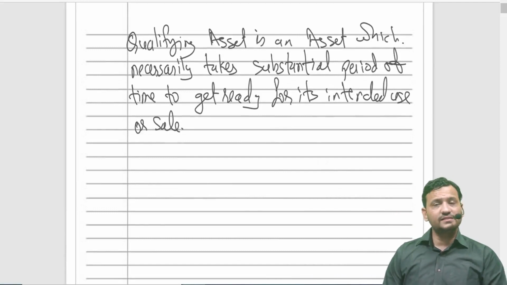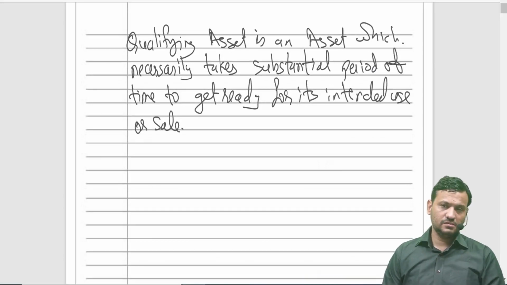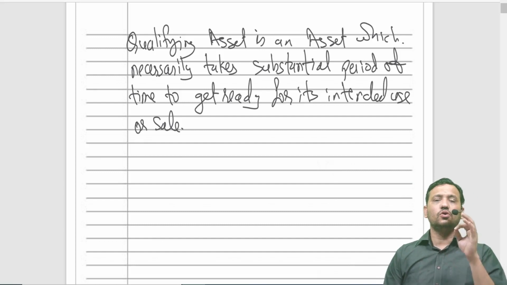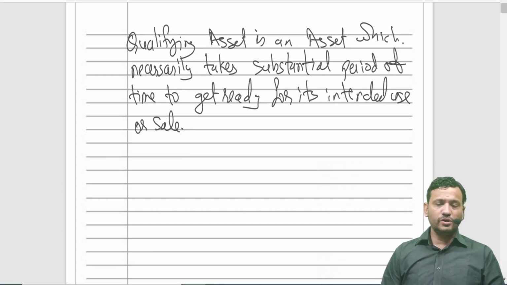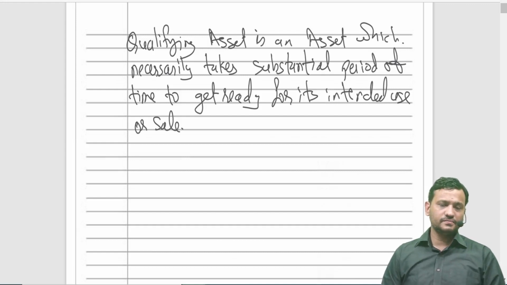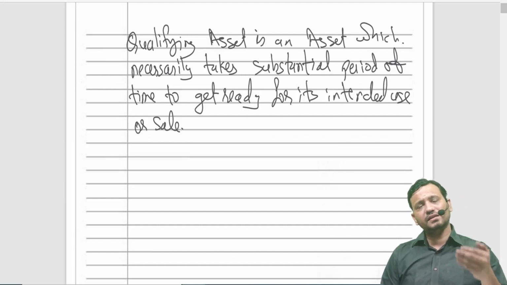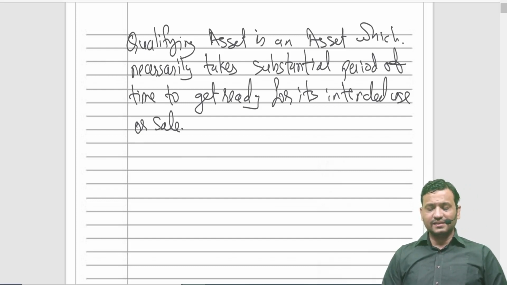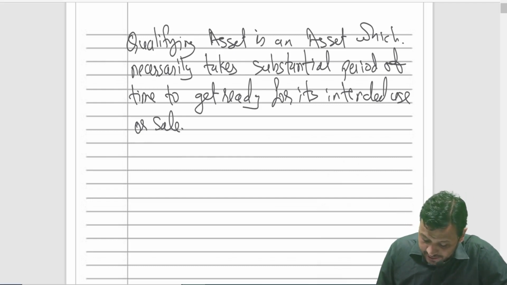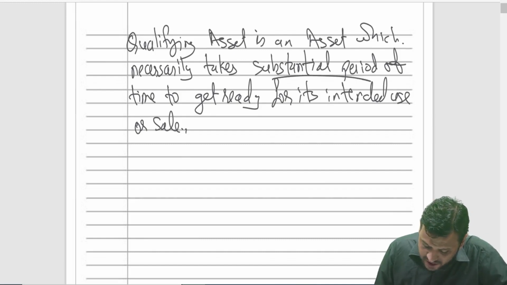So qualifying asset is an asset which necessarily takes substantial period of time to get ready for its intended use or for sale. So in order to bring that asset in working condition, this substantial period will be there. Or in order to bring that asset in saleable condition, this substantial period will be there. So qualifying asset is an asset which necessarily takes substantial period of time to get ready for its intended use or sale. So again, the next doubt comes, what is substantial period?